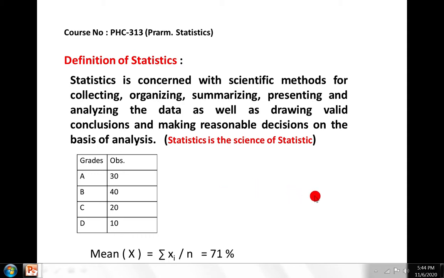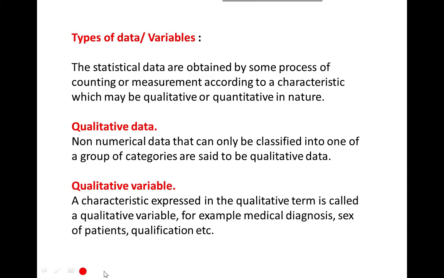Now the next most important definition is types of data or types of variables. What is the difference between data and variables? I will explain in the definition according to the title of the definition. So basically we can divide the data into two parts. The statistical data are obtained by some process of counting and measurement according to a characteristic which may be qualitative or quantitative in nature. Data may be qualitative or quantitative.